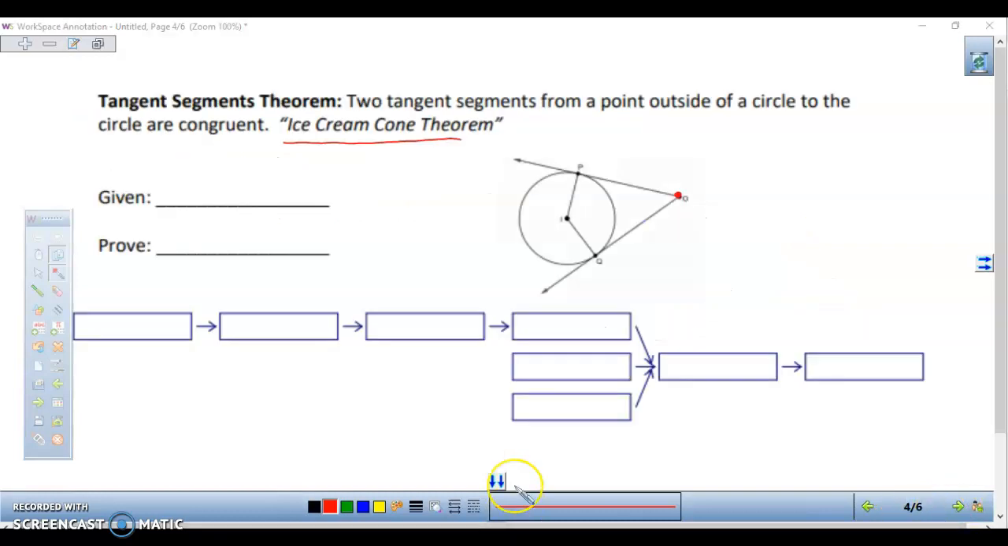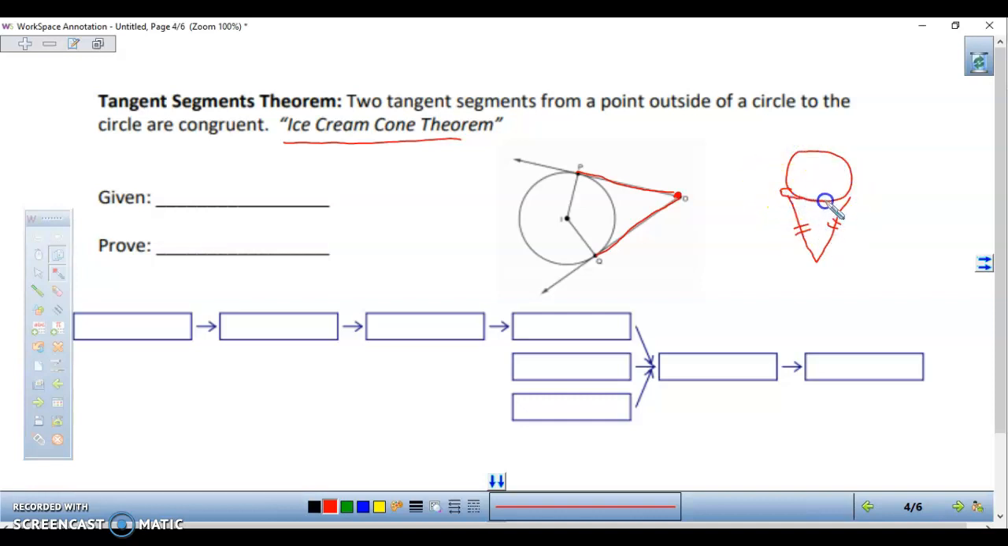All right, the next thing is the tangent segments theorem, and it says 2 tangent segments from a point outside of a circle to the circle are congruent. I've got a circle and a point outside the circle, and these segments from P to O and from Q to O would be congruent to each other based on this theorem. The reason I call it the ice cream cone theorem is because it looks like an ice cream cone, and the sides of that cone are congruent to each other.